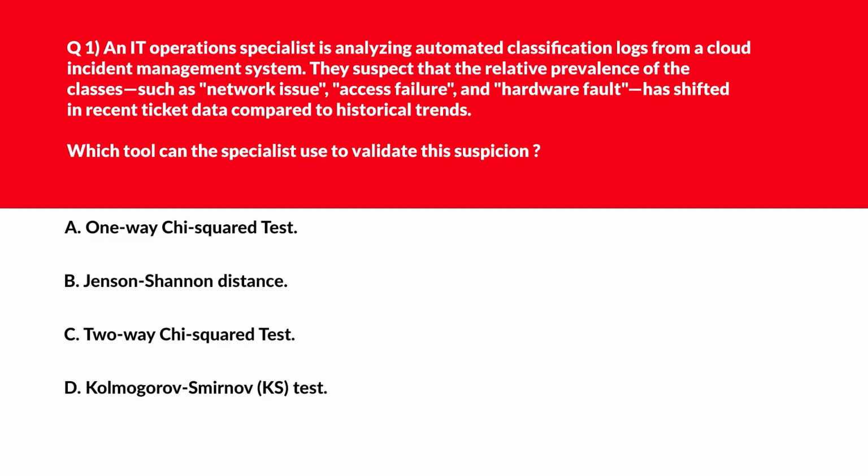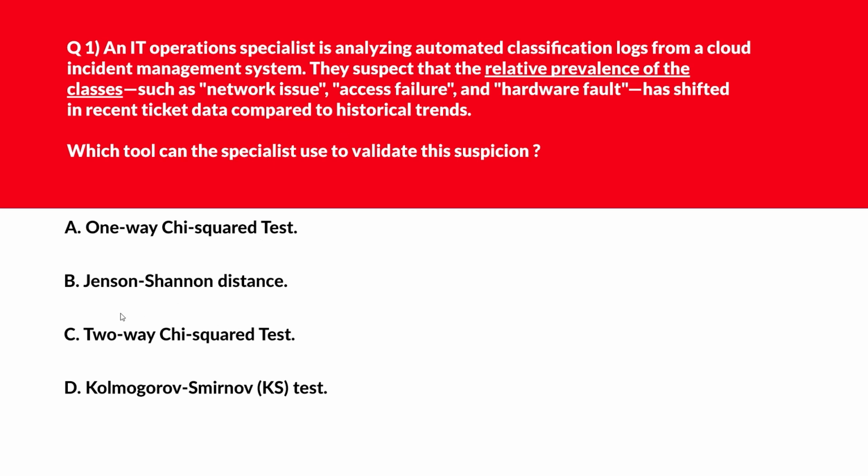Alright, now let's look at our first question. Please always mark the keyword because it will help you to arrive at the correct answer quickly, saving time. Option A says one-way chi-square test. One-way chi-square test detects changes in frequency across a single categorical variable, making it suitable for identifying shifts in class proportions. Looks good, that's what we need.